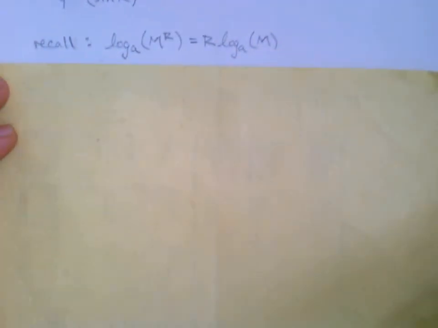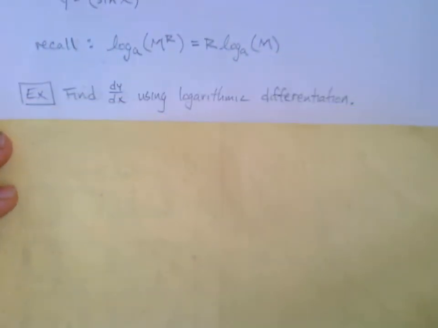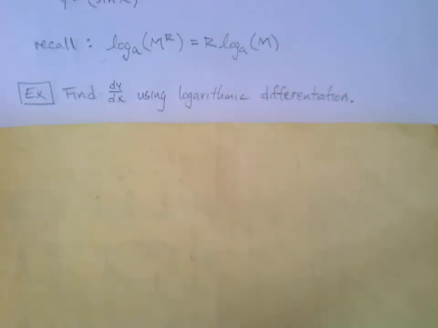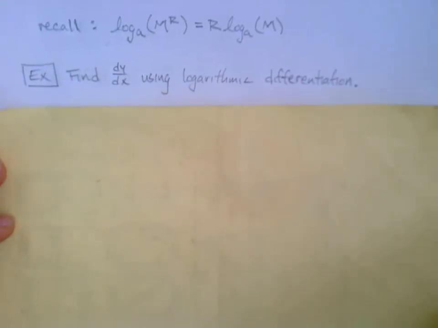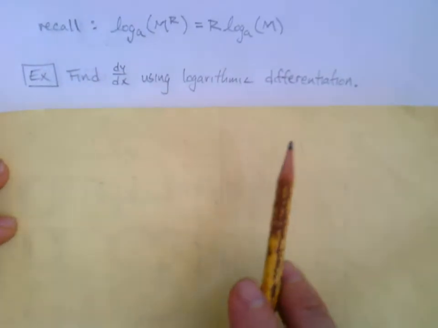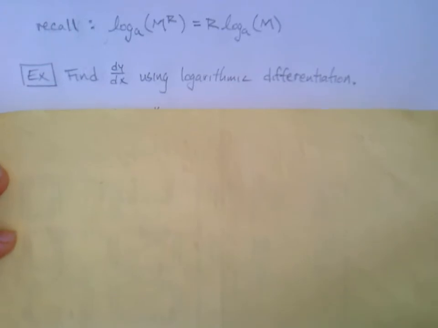So here's what we're going to do. We're going to work through both examples. I think it's good to do two of them because this is a very technical procedure, and you see it once and you're just trying to wrap your head around it. Then you see it again, and it really helps to solidify the process. Okay. Find dy over dx using logarithmic differentiation.